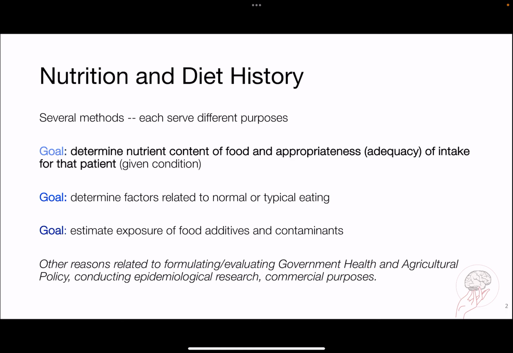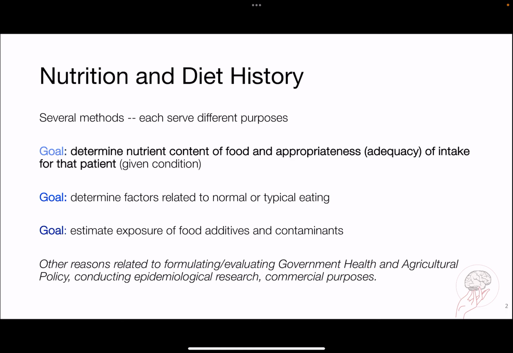So there's a lot of different methods to assess diet and nutrition. None of them are perfect. So it really depends on what your goal is. If your goal is to determine the content of food and appropriateness of the adequate intake for that patient or client, you may need one tool. If your goal is determining factors toward normal or related or typical eating, you may need another different tool. Or if you need to estimate exposure to food additives or contaminants, you'd probably want something even different.